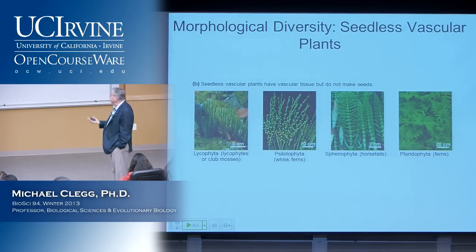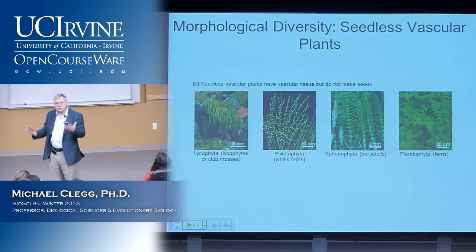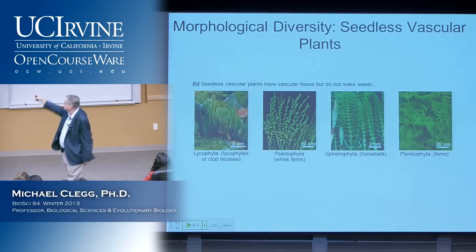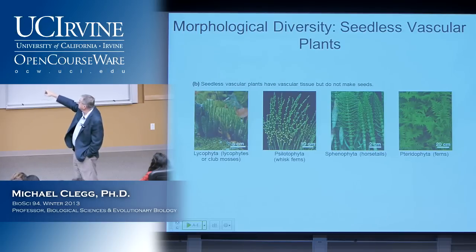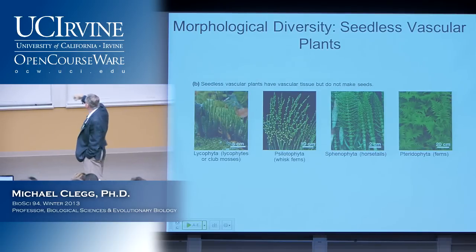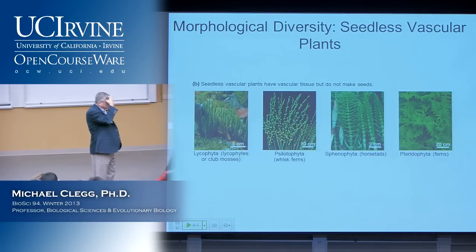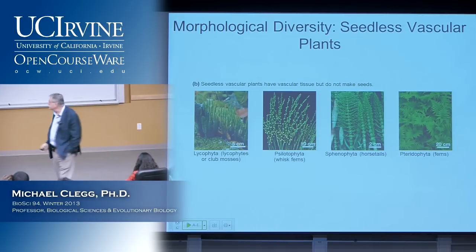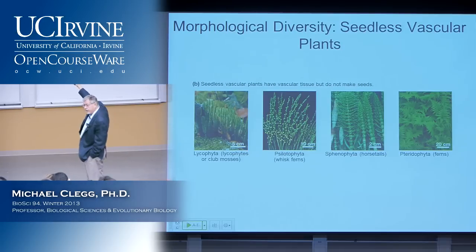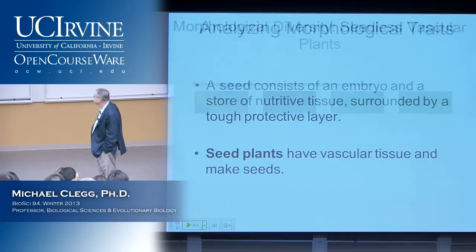And the next group are seedless vascular plants in this sequence as we move up in the acquisition of 2 key adaptations. Seedless vascular plants include things like the club mosses, the whisk ferns, horsetails, and ferns. Well, ferns are common also when you walk in the forest. You're all familiar with ferns. They have vascular tissue, but they do not produce seeds.